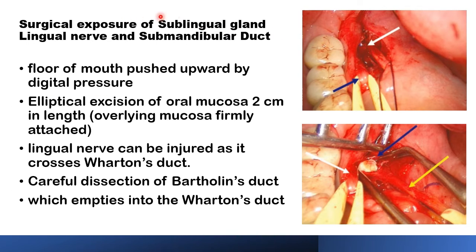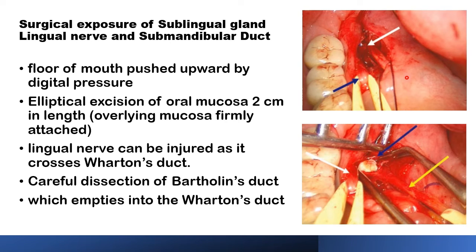For surgical exposure of the sublingual gland, the floor of the mouth may be pushed manually upwards in order to flatten the structures in the floor of the mouth to aid in the dissection. The mucosa of the floor of the mouth, rather than being just incised, would have an elliptical excision of the mucosa overlying the sublingual gland. Why? Because it's very difficult to detach this oral mucosa from the sublingual gland.